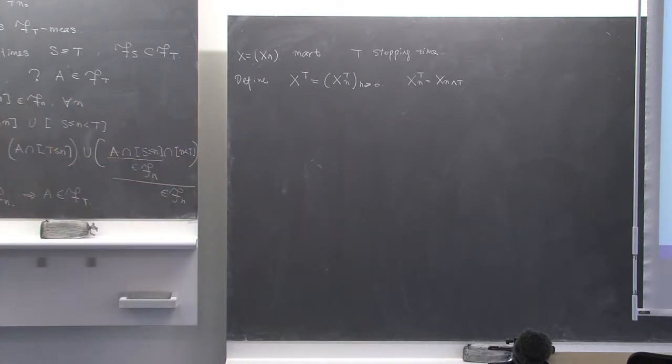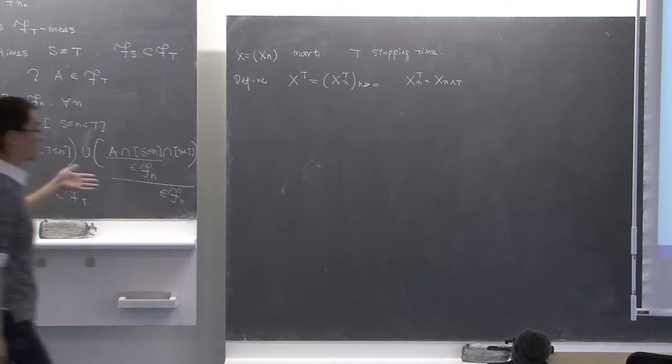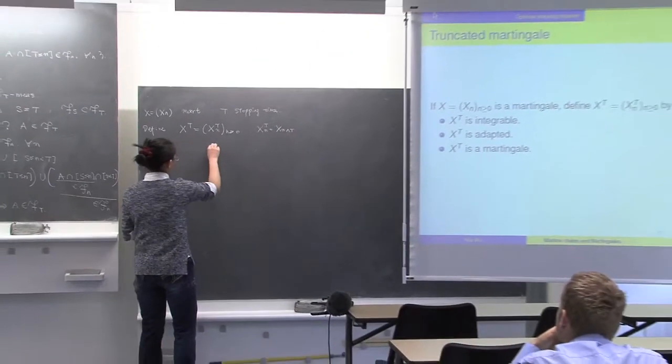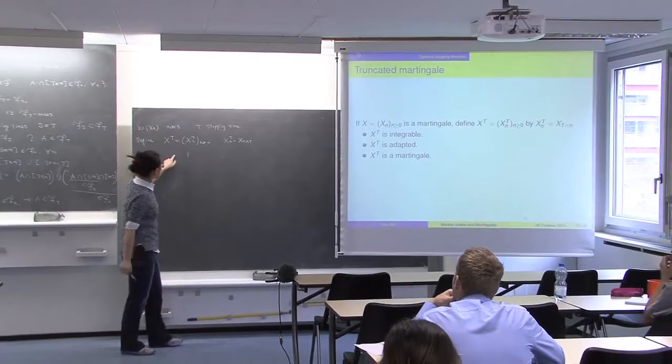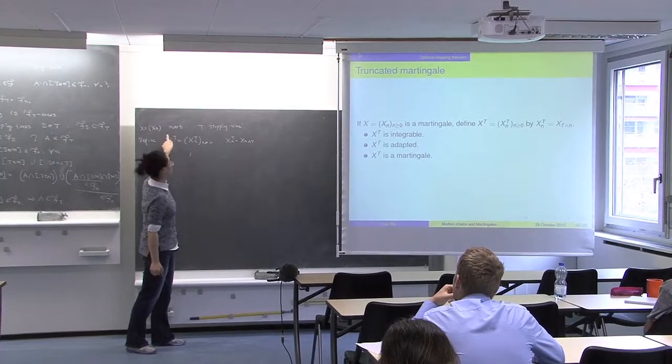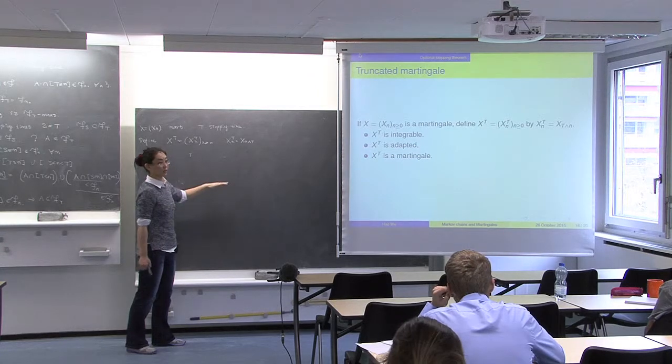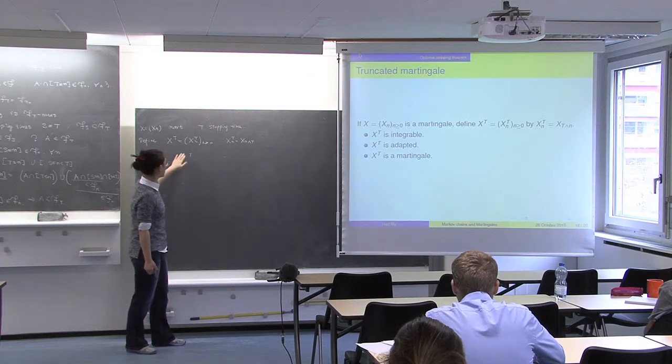And I call it a truncated martingale because we stop this martingale at the stopping time T. So suppose we know what T is, then before time T, this sequence is the same as the martingale. But after time T, it just stops at X_T and stays there forever. So it is truncated at the stopping time.